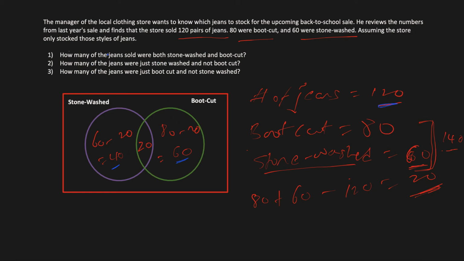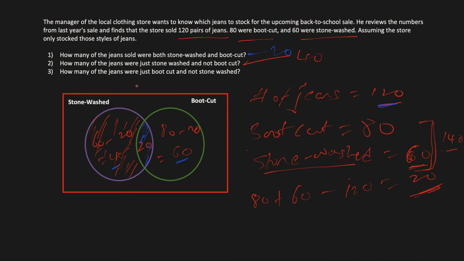So to answer the first question, how many of the jeans sold were both stonewashed and bootcut? So this we can see at this common area. So that is 20. How many of the jeans were just stonewashed and not bootcut? Let me change my color again. So we will look at only stonewashed and not bootcut. So we'll only look at this part of this purple circle, only the outside, not the common part. So we know this is 40.